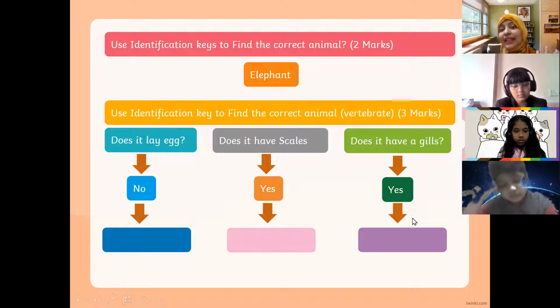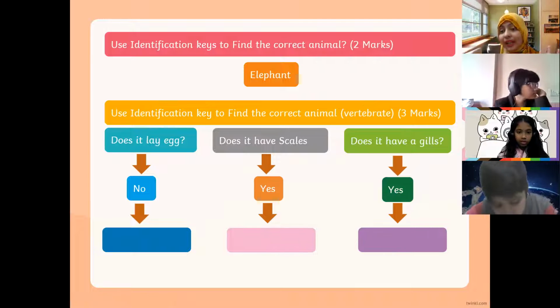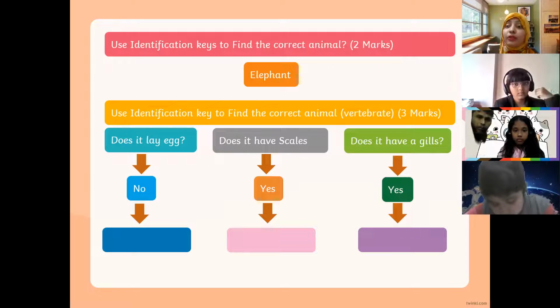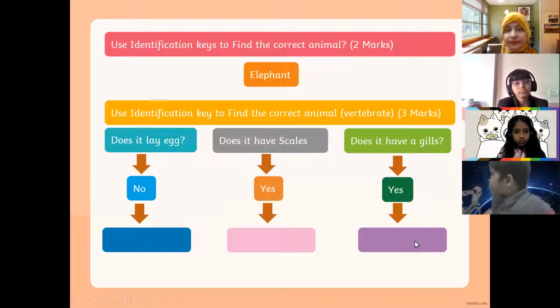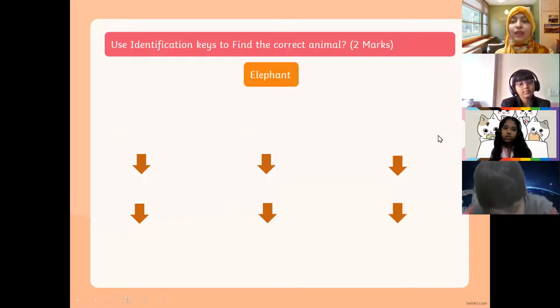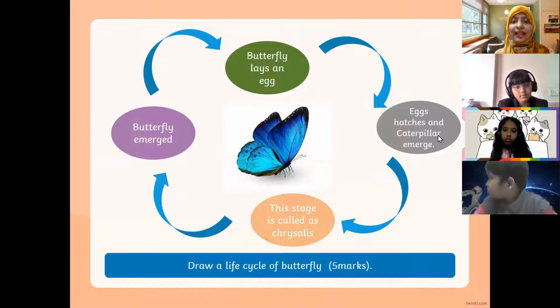You know the 5 categories of vertebrates, right? It could be mammal, it could be bird, it could be anything. You have to just write it over here in these 3 boxes, blue, pink, and purple. Everybody understood? If you have any question, we'll just go to the first slide, okay?